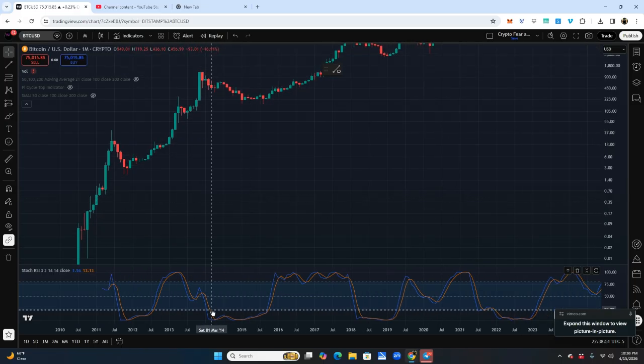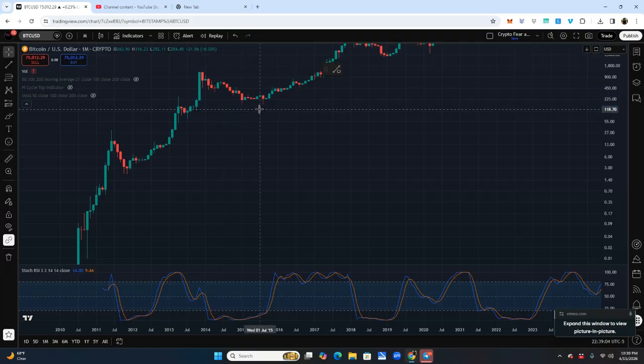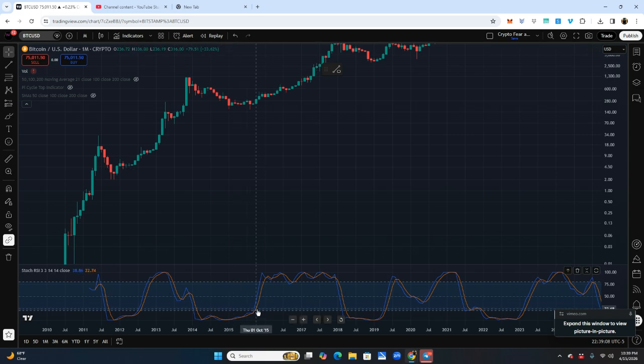Okay, so let's look down here. If you look here, if you would have bought when it first touched, the price was at $460, and it still dropped 70% almost, 65% before it went up. Okay, but if you would have bought right here, you would have bought the bottom.